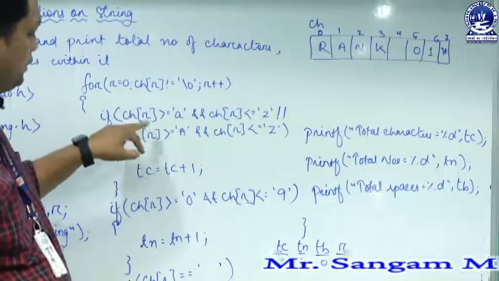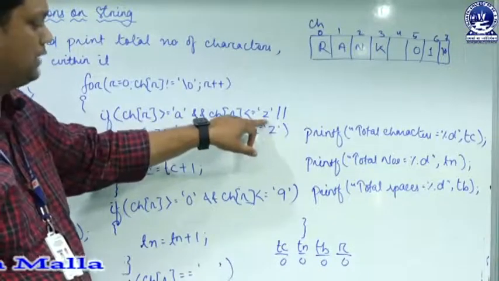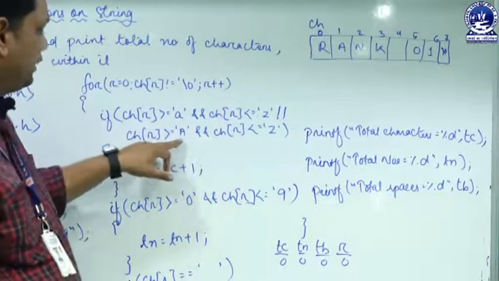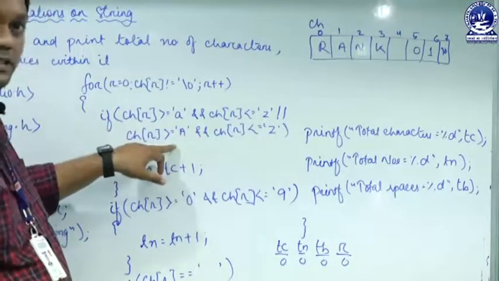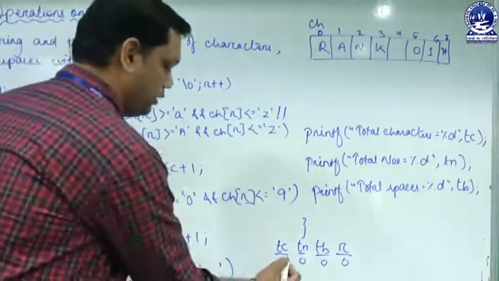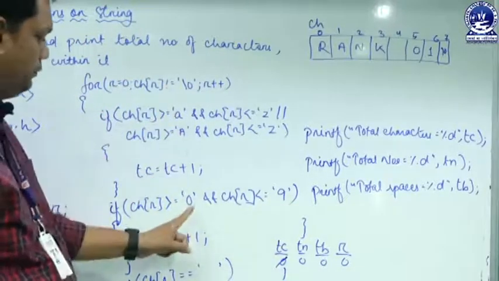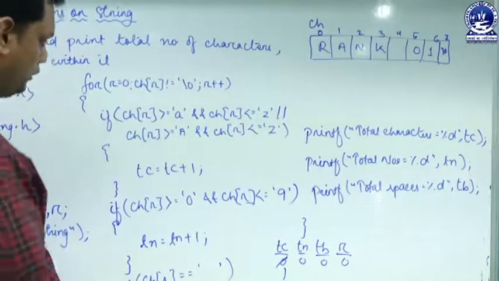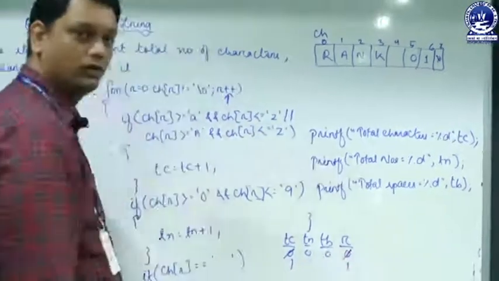Now it will check whether CH of R, that is CH of 0, is greater than or equal to capital A, or less than or equal to small z. Here the condition is getting satisfied, that means it lies between capital A and capital Z. It will enter this block and TC will be incremented by 1. That means TC equals TC plus 1, that is 1. Then it will check, does it lie between 0 to 9? No. Is it equal to blank space? No. So it will come to R plus plus, that means R value will be incremented to 1.